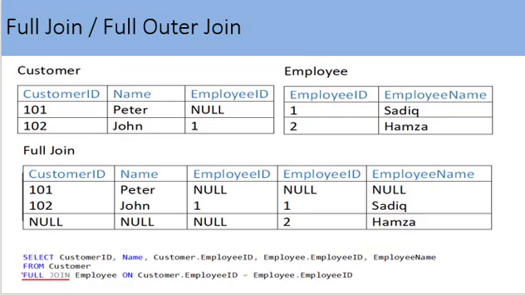Full join or full outer join. This is another type of join. Full outer join gets related rows between two tables. In addition, it gets non-related rows from both the tables. Full join clause is used with joining condition.